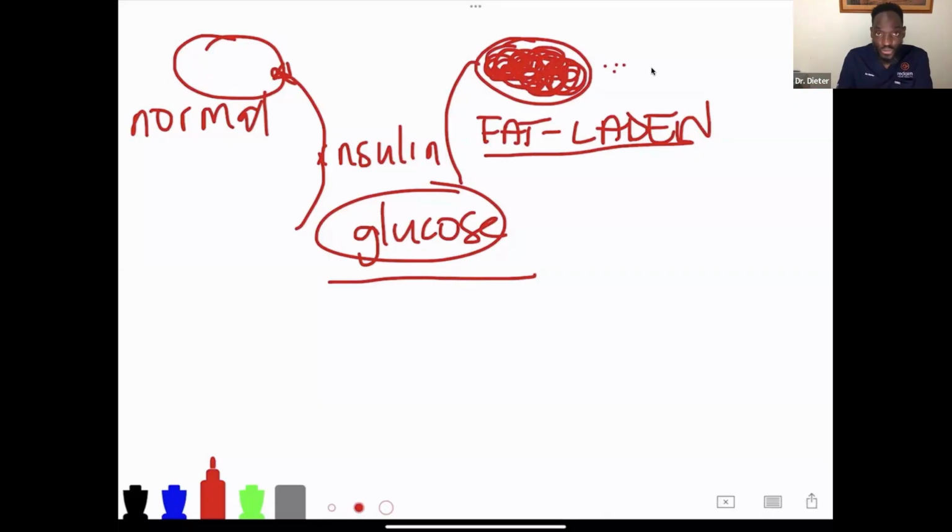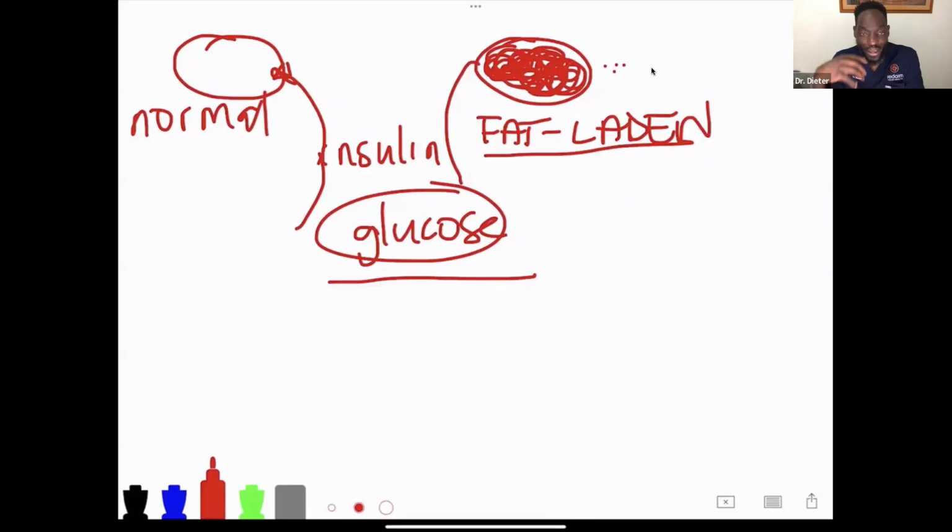And so the cell refuses to open its doors to glucose. Glucose doesn't enter the cell to go through the electron transport chain to make energy. You have a breakdown of that process. So you have a breakdown in insulin doing the job that it's supposed to do. That's the first way in which we develop insulin resistance. Now, what this cell is doing is that this cell is trying to protect itself.